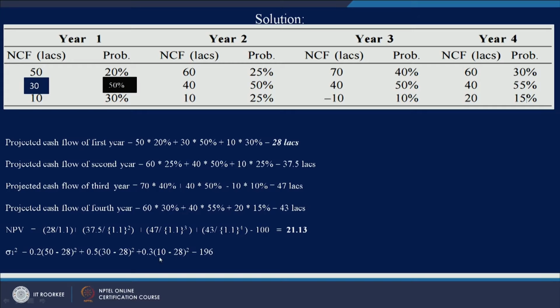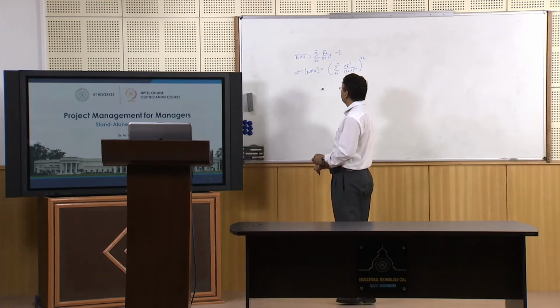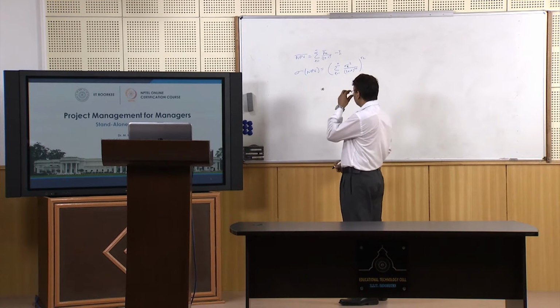So, what we have done in this, when we are calculating variance for the first year, we are subtracting the expected cash flow from net cash flows, right, and we are multiplying by their probabilities also. So, for this first year it is 196, right. So, this would be 196, right.